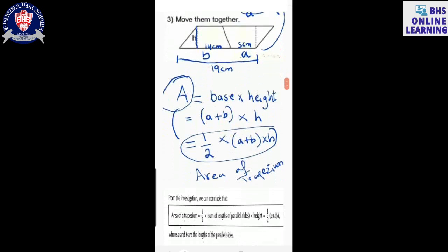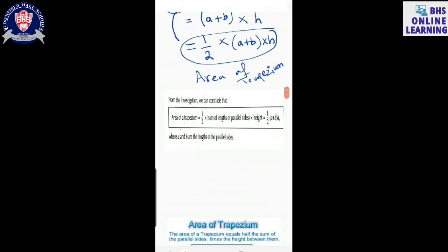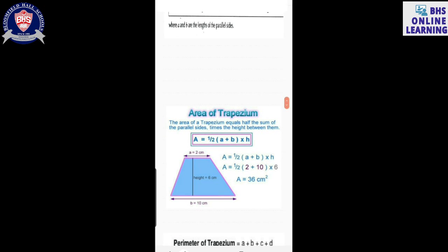And from this investigation, we conclude that the area of a trapezium is equal to 1 by 2 multiplied by the sum of the length of parallel sides multiplied by height. That is equal to 1 by 2 (A plus B) multiplied by H, where A and B are the lengths of parallel sides. So in whole, the area of a trapezium is equal to 1 by 2 (A plus B) multiplied by H.